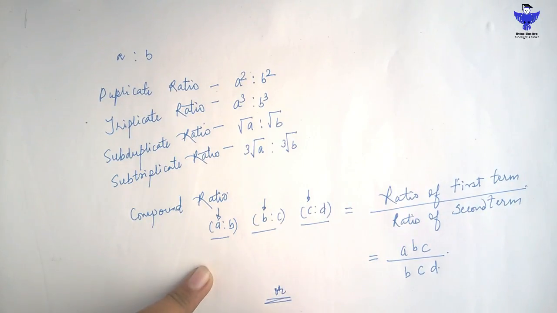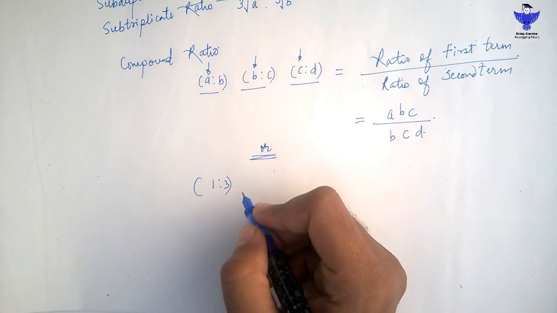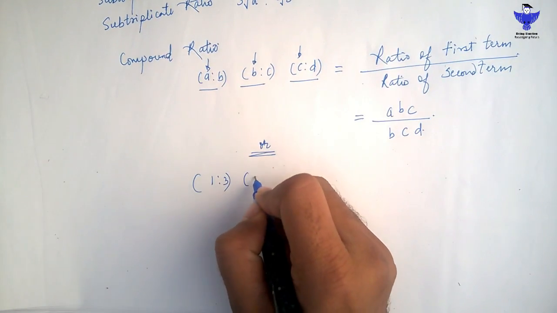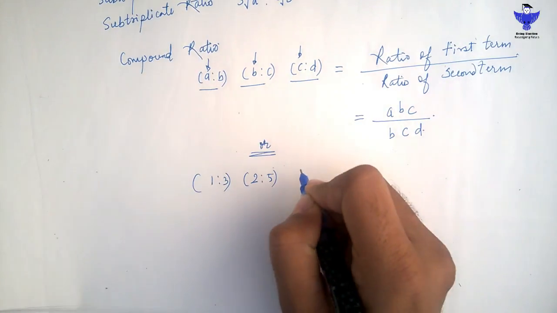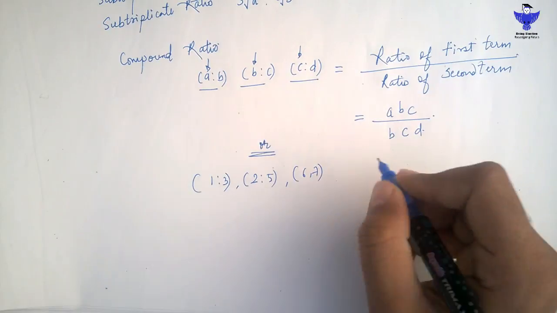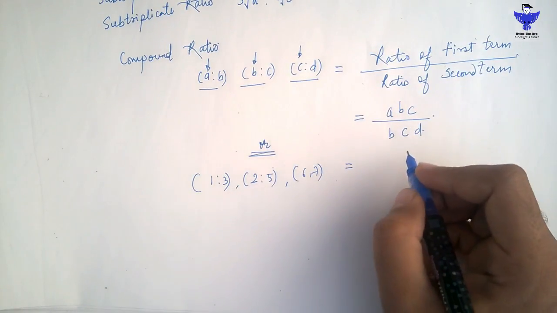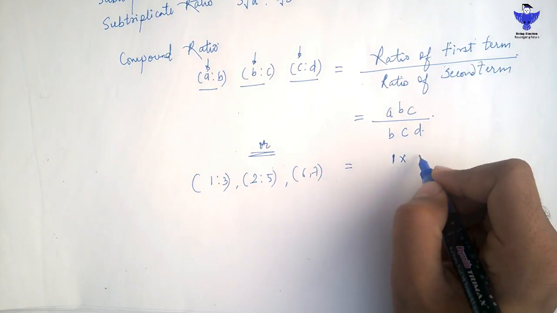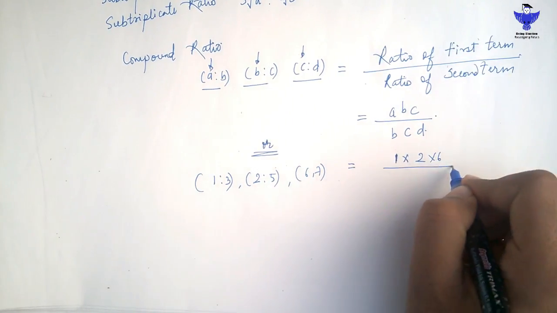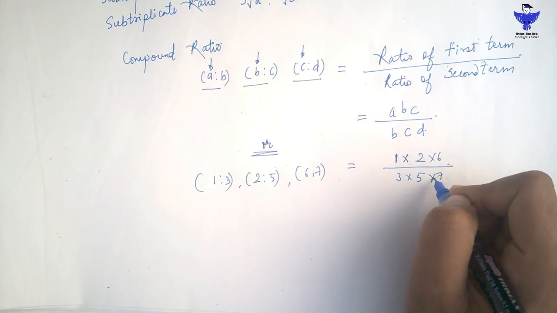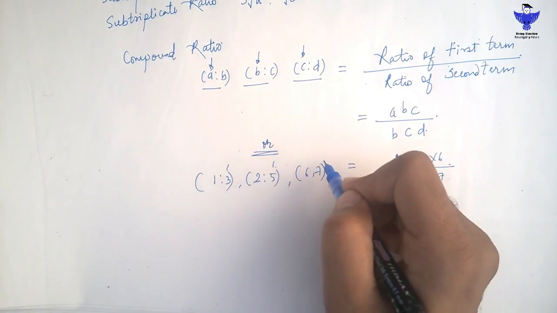Or take another example of the same compound ratio. If you have three ratios, 1:3, 2:5, and 6:7, then this compound ratio will be written as 1 multiplied by 2 multiplied by 6, divided by 3 multiplied by 5 multiplied by 7. These are the second terms and these are the first terms.